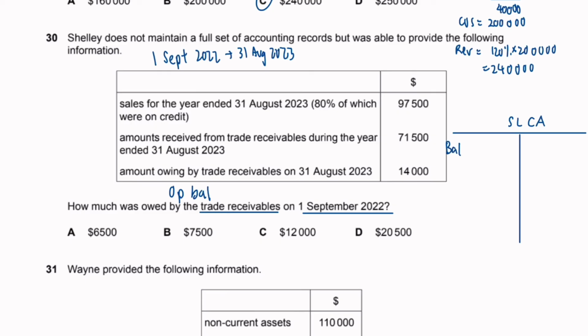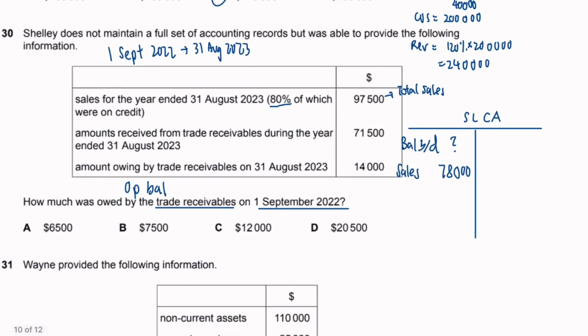Okay, this is the balance you need to find, opening balance. First one, sales for the year ended. They give you 97,500. But this one is the total sales, and we don't want that. We only want credit sales, which is 80%. So you just use 80% times 97,500, and then you debit it here. You'll get 78,000.